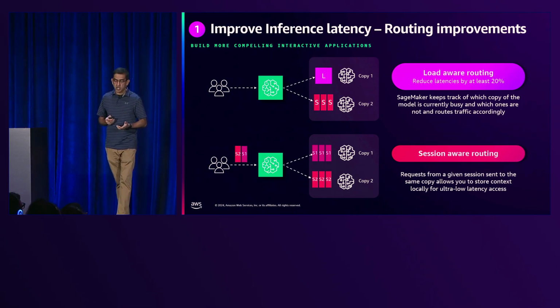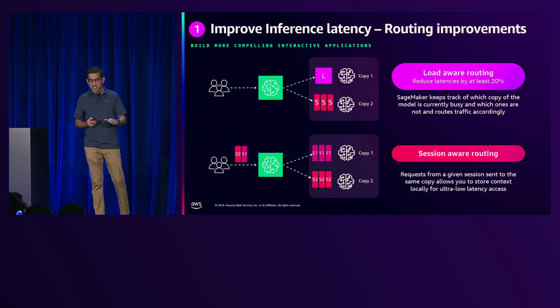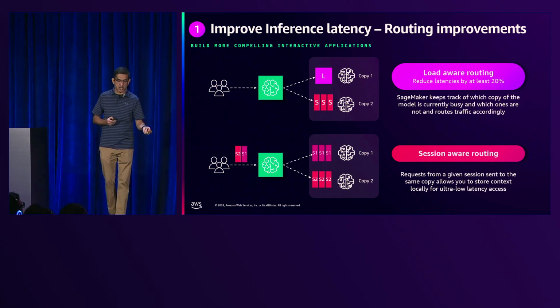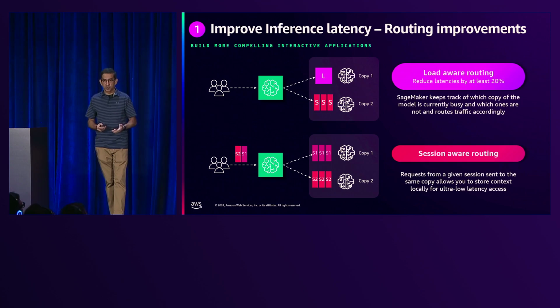A second feature is what we call session-aware routing. Some of us also call it sticky routing. So if you enable session-aware routing, all requests for the same session will be routed to the same copies of the model, and this will allow your ML application to reuse previously processed information. So this can reduce the latency and improve user experience. And you will see a demo of this a little later.